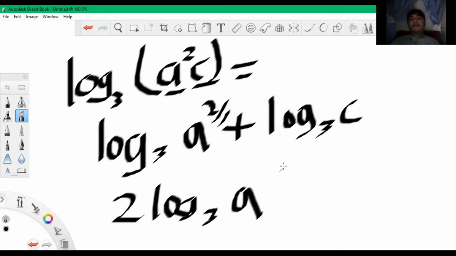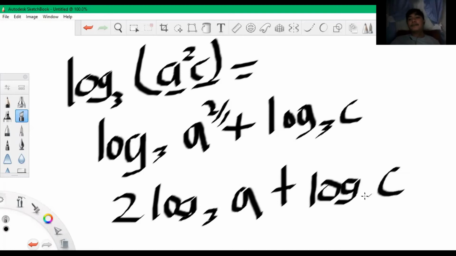So dalawa yung in-apply nating rule, the product rule and the power rule. So una, sineparate muna natin yung dalawang factors, which is a squared and c. So ito na po yun. Ito yung unang ginawa natin. However, as you can see, the answer has an exponent of 2. So we have to apply the power rule in this logarithm.